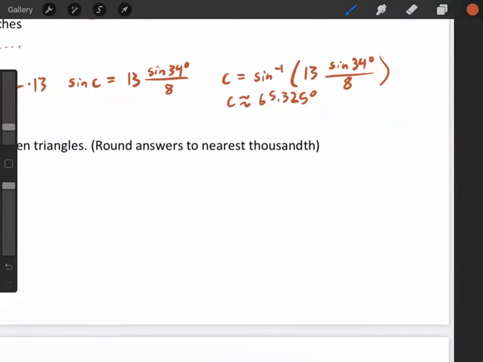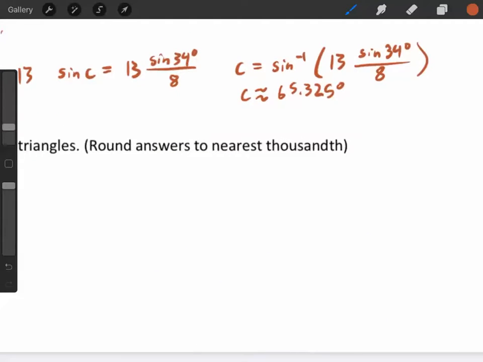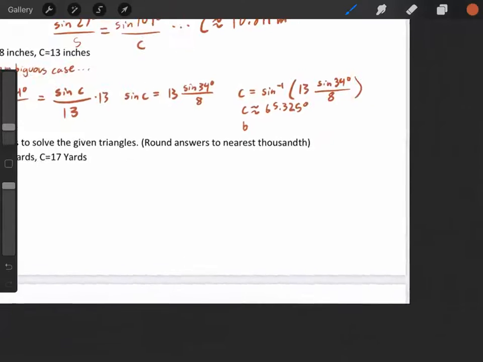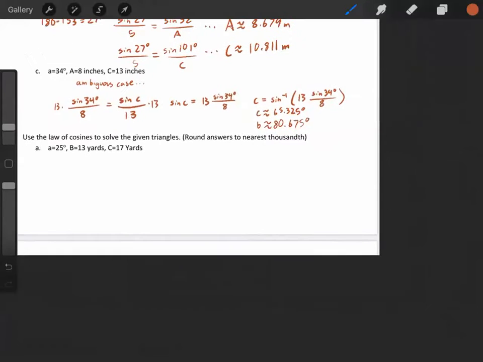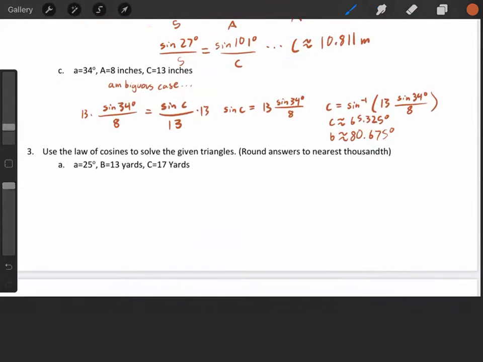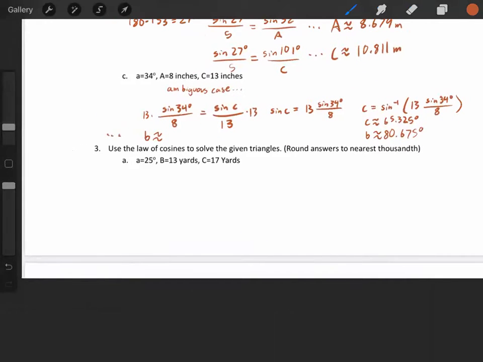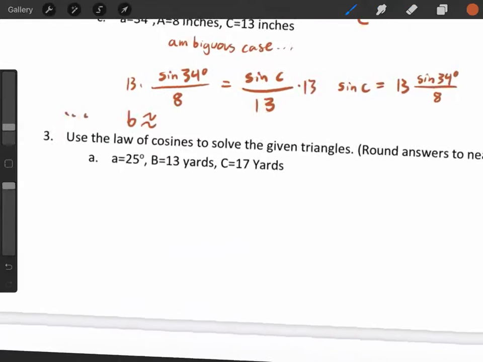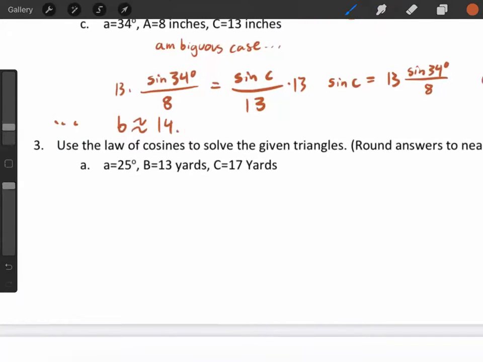So we have our last angle, which is B. So angle B, now that we have these two angles, is going to be also approximately 80.675 degrees. And now that we have these three angles and two sides, we can solve for the last side using these solutions that we already have, which will give us B as approximately, and if you follow those steps, you'll be able to get it. So we have B is approximately 14.117.